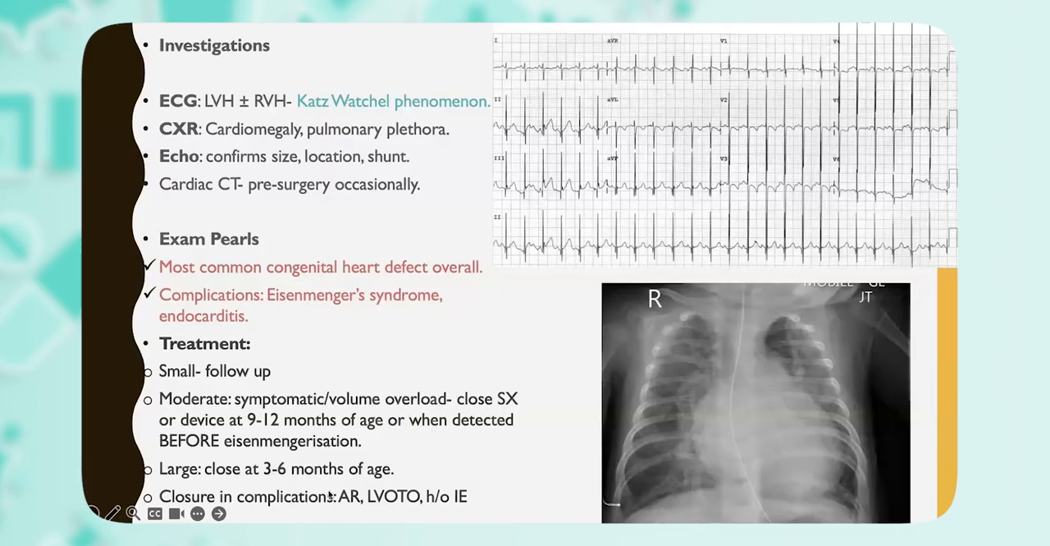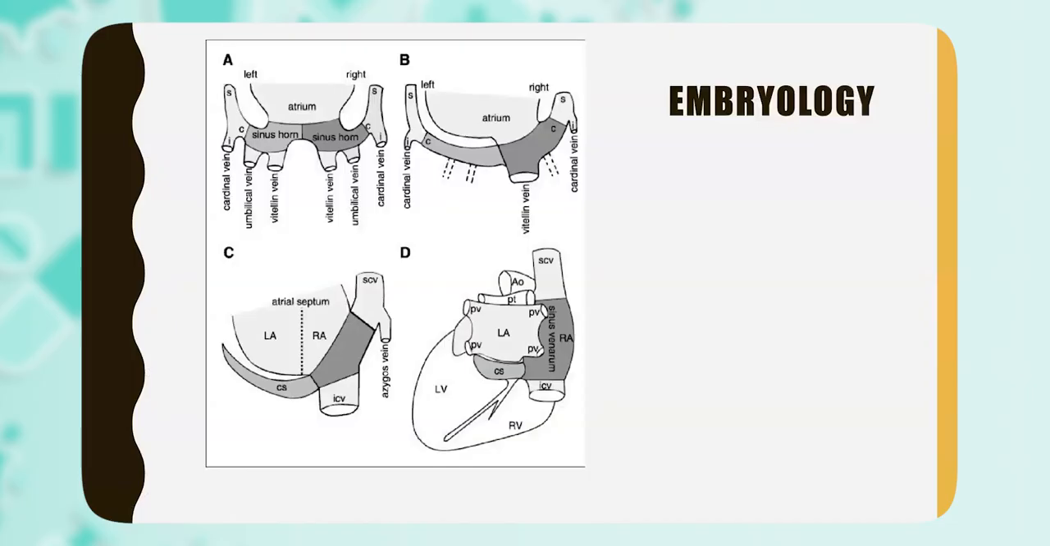Also, in complications like aortic regurgitation, left ventricular outflow tract obstruction, and infective endocarditis. These are three common complications. In all these complications, closing the VSD is indicated. This is the embryology of the venous system.